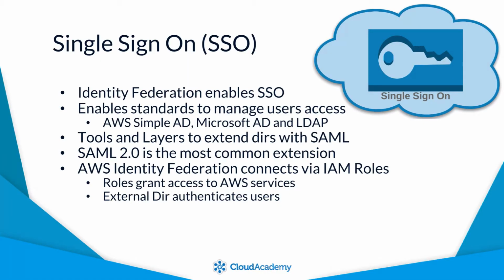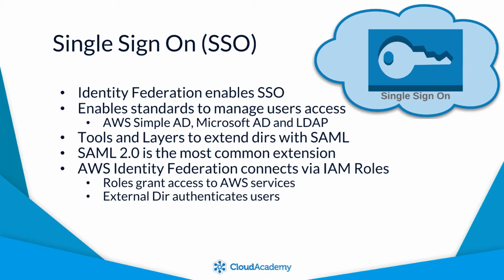Now, what identity federation enables is single sign-on, also commonly referred to as SSO. This means that user management and user authentication would happen against a single identity store, and the authentication identity will determine the level of access the identity will have. So with SSO, you can use standard tools to create and manage user IDs. Examples include AWS Simple AD, Microsoft Active Directory, and LDAP, a few of the most common directories.